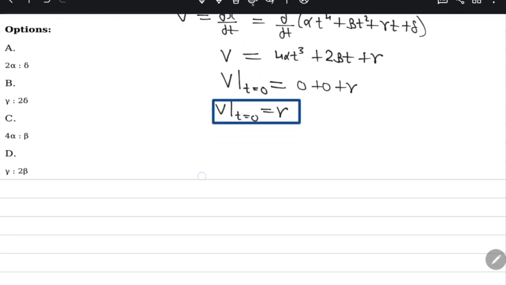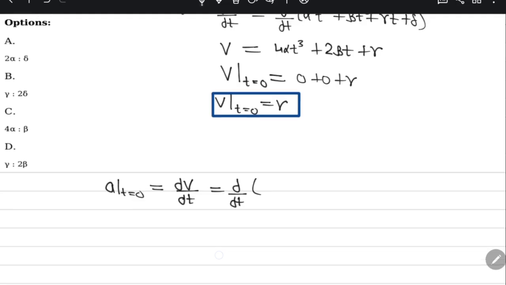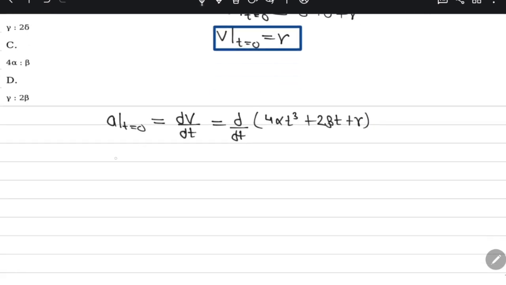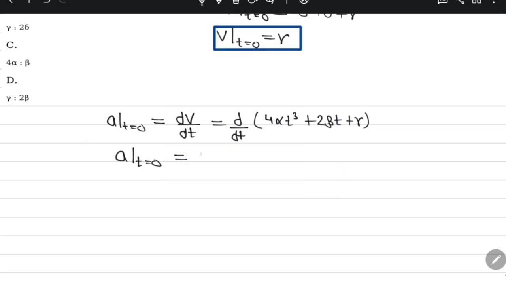Now I have to find acceleration at t equal to 0 also. For acceleration, I have to differentiate the velocity with respect to time. Differentiating 4 alpha t cubed plus 2 beta t plus gamma gives 12 alpha t squared plus 2 beta, and the gamma becomes 0, because the differentiation of a constant term is 0.